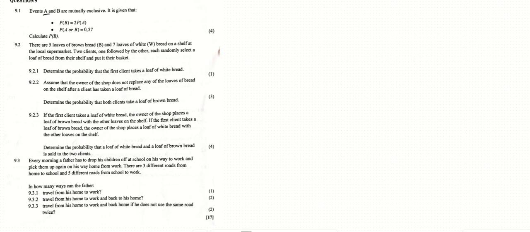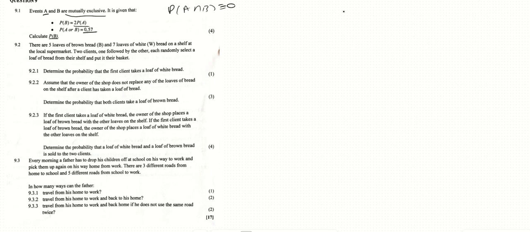The events A and B are mutually exclusive. It is given that probability of A is equal to twice the probability of B, and the probability of A or B is equal to 0.57. So what do we know about mutually exclusive events? We know that probability of A and B is equal to 0 because the events are mutually exclusive. Now, the question was to calculate probability of B.